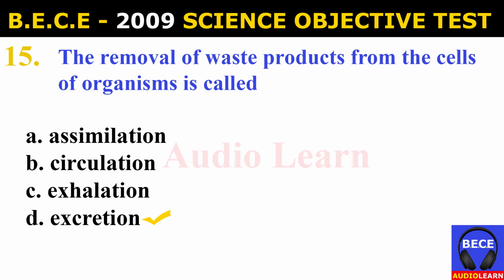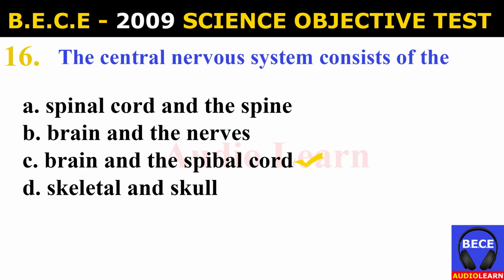The removal of waste product from the cells of organisms is called A, assimilation. B, circulation. C, exhalation. D, excretion. And the answer is D, excretion. The removal of waste products from the cells of organisms is called excretion.